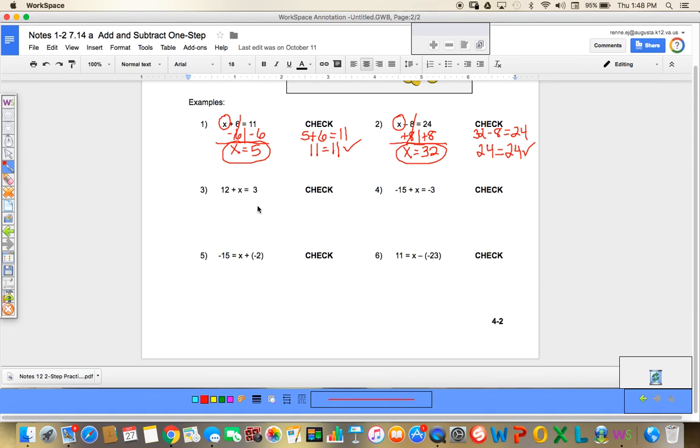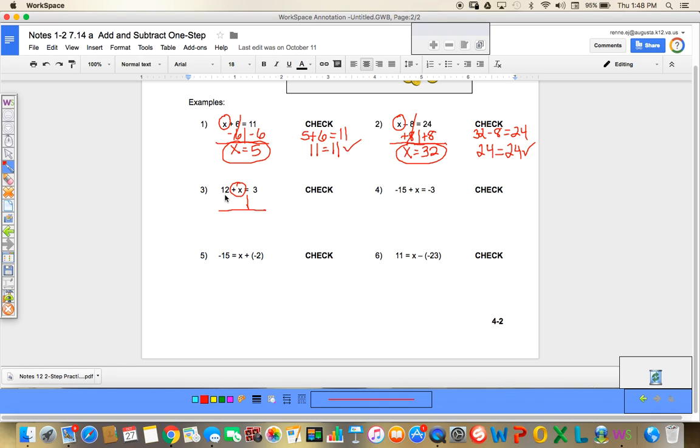Okay, let's look at example number 3. Now, the x is no longer in the beginning, that's okay. If it's kind of in the middle like this, we have to circle the operation that's in front of it, because that will tell us if the variable is negative or if it's positive. In this case, it's positive because it has a plus sign there.